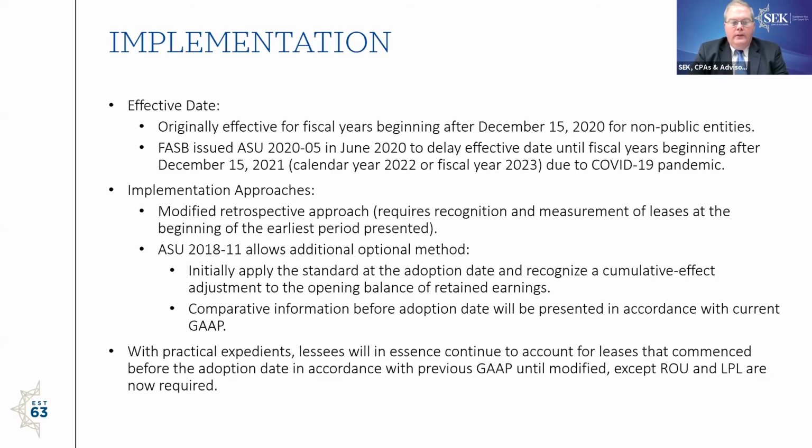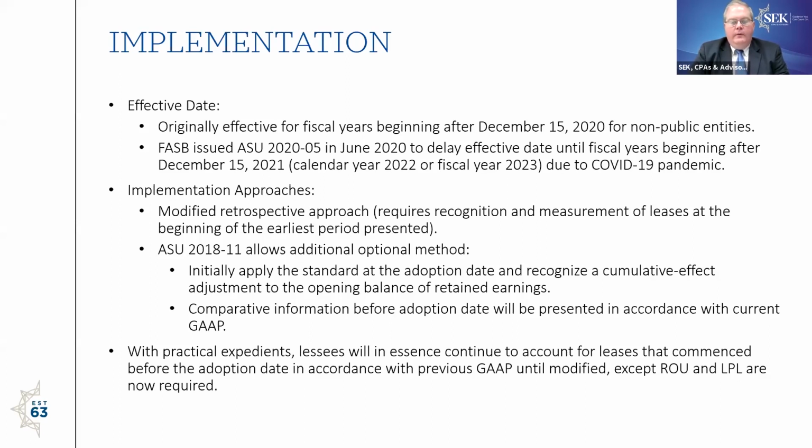However, the ASU issued in 2018 does allow another option. This allows you to apply the standard at the adoption date and recognize a cumulative effect adjustment to the beginning balance of retained earnings. So what does all of that mean? That means on January 1st, 2022, you can record your asset and liability for the leases. If you have any cumulative effect change adjustment, you can run that through retained earnings at that point in time.